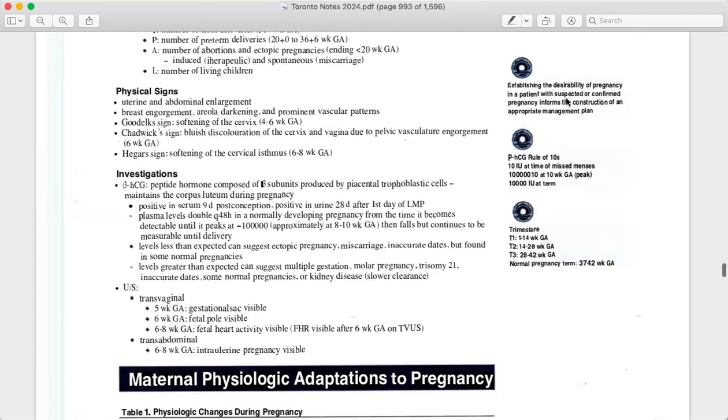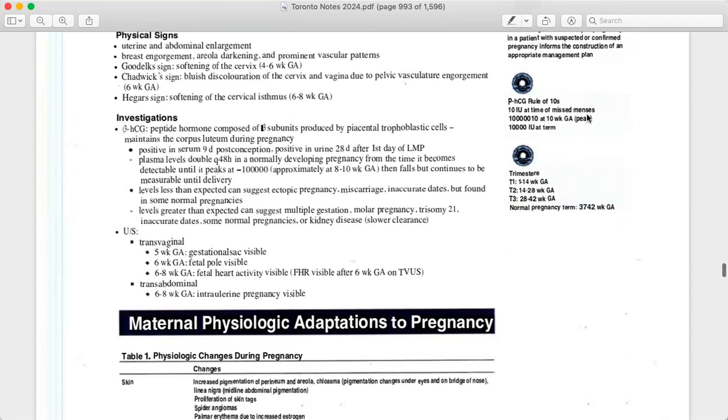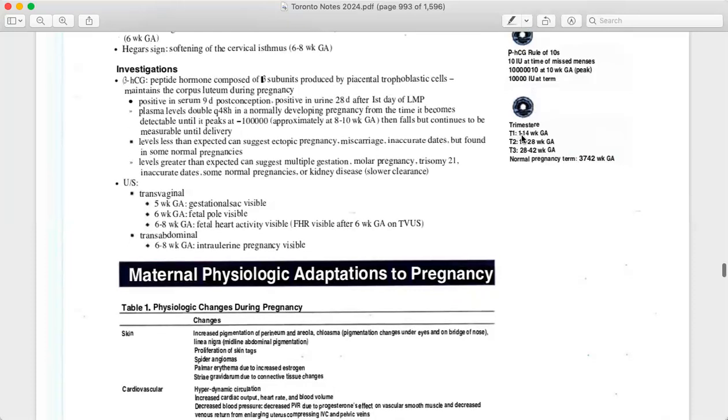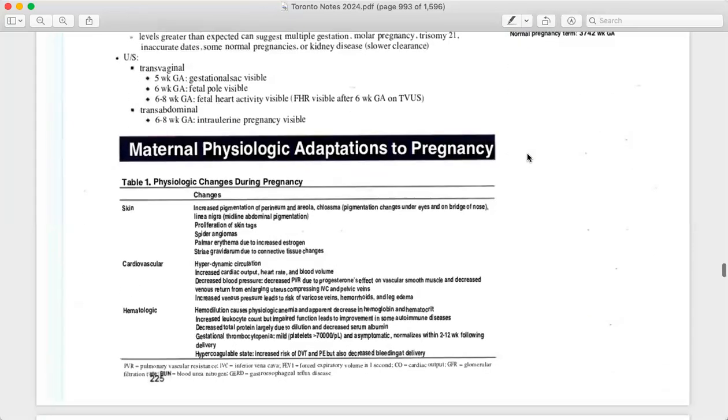Establishing the desirability of pregnancy in a patient with a suspected or confirmed pregnancy informs the construction of an appropriate management plan. Then beta HCG rule of 10s is basically 10 IU at the time of the missed menses. Then it is 100,000 at 10 weeks, and then 10,000 is basically at term. So just remember the tens of these ones if you can remember. Otherwise, it's okay. Then trimester is 1 to 14, then 14 to 28, and 28 to 42 weeks.